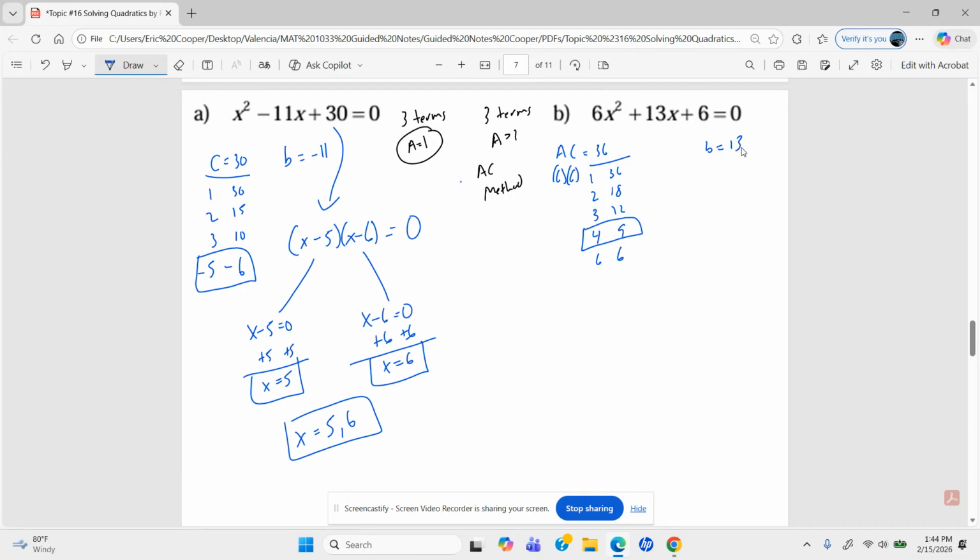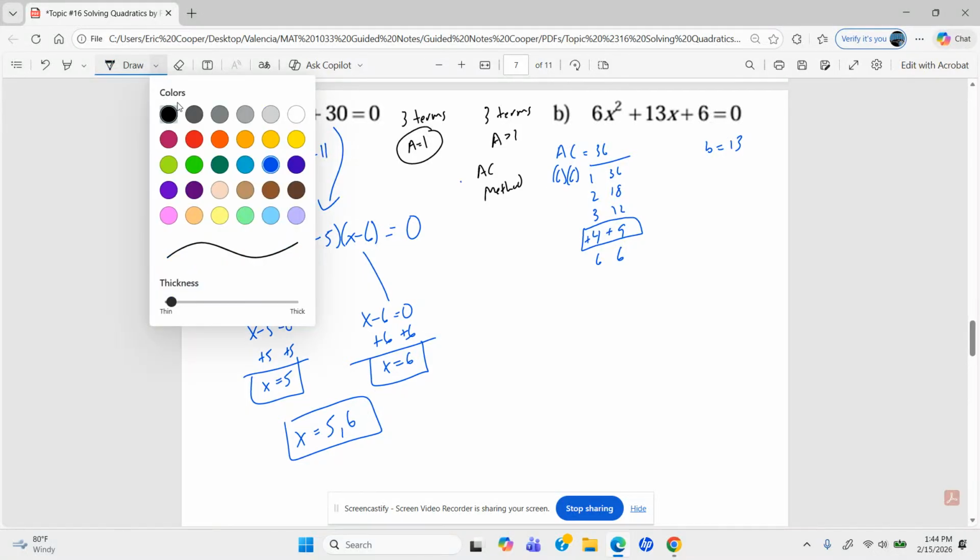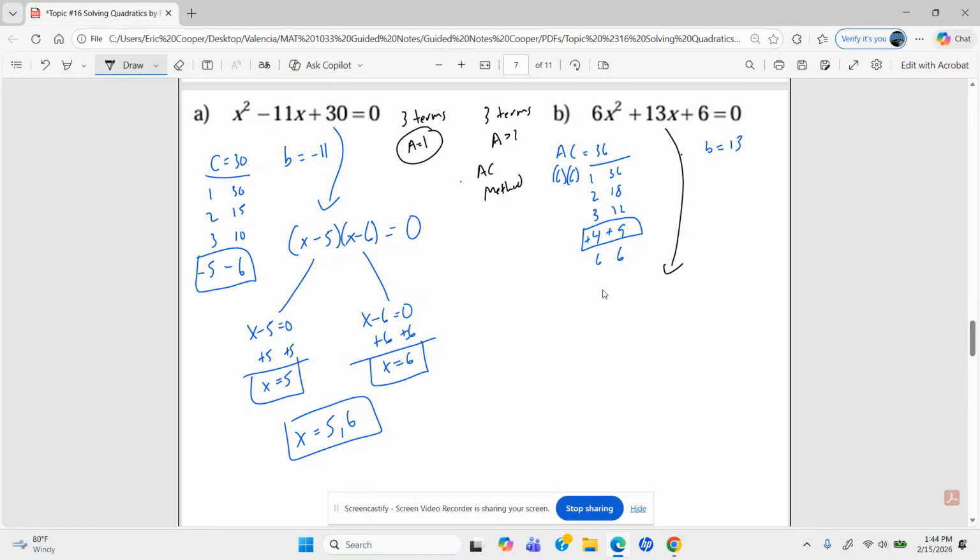I need this to be a positive 13, and I need this to be positive when I multiply, so the signs have to be the same. So both of these have to be positive. Remember, this goes right into grouping. So the 6x squared, and then the 2 terms from here, plus 4x, plus 9x, drop down the 6, and it all still equals 0. So as we're doing this, we're basically ignoring the equals 0 until the end when we do our solution.